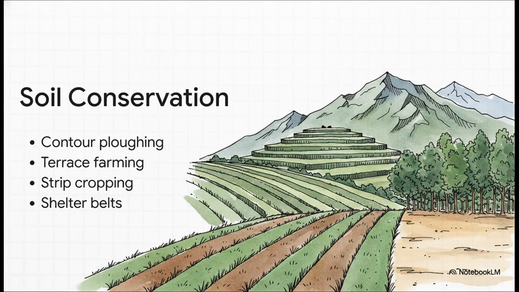Of course, with soil erosion constantly threatening our food supply, we have to protect it. We can actually stop soil erosion using these proven techniques. We use contour plowing across slopes to stop water flow. We carve step-like terrace farming up in the Himalayas.